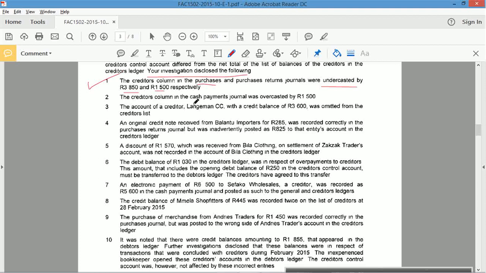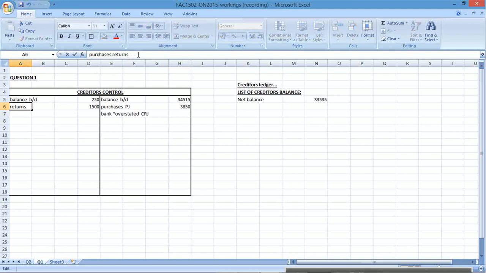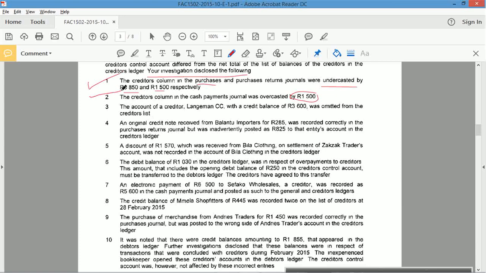Number two, the creditors column in the cash payments journal was overcast. Overcast meaning too high. So your payments were too high, meaning you processed too much. Payments would have gone on this side, which would have debited your creditors, so it needs to go this side because it's too high. So bank, asterisk, overstated. You would reverse it out. It will probably go through the general journal. You don't really have to worry too much about the journals; it should all go to the general journal if you're fixing it. So this is 1.5.